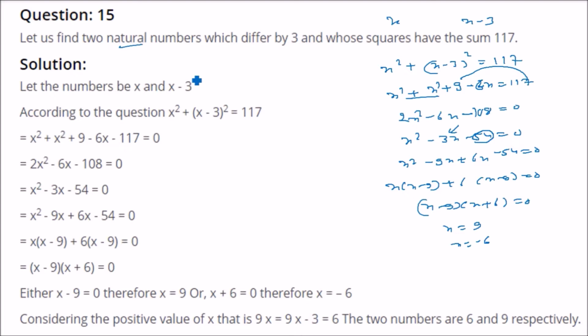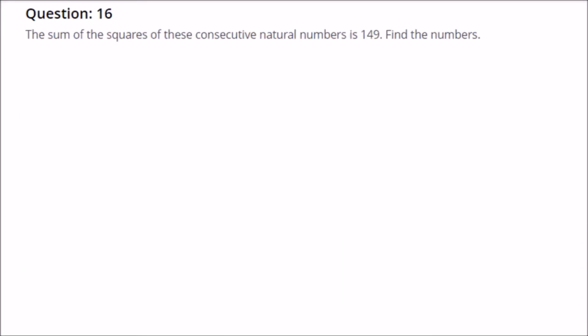But because it is a natural number, we will just discard this. We will use x equal to 9. So if x is equal to 9, x minus 3 will be equal to 9 minus 3, which is 6. So 6 and 9 are the solution.